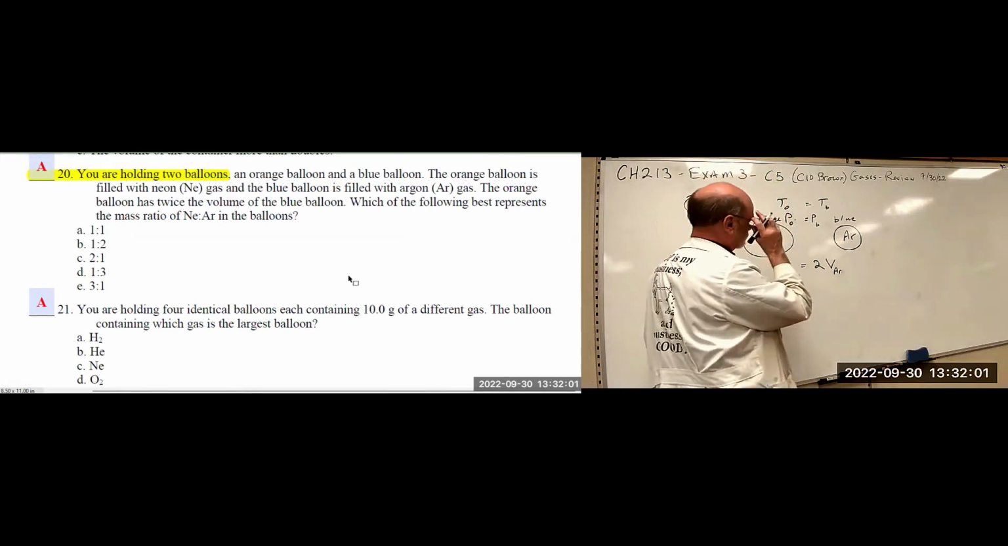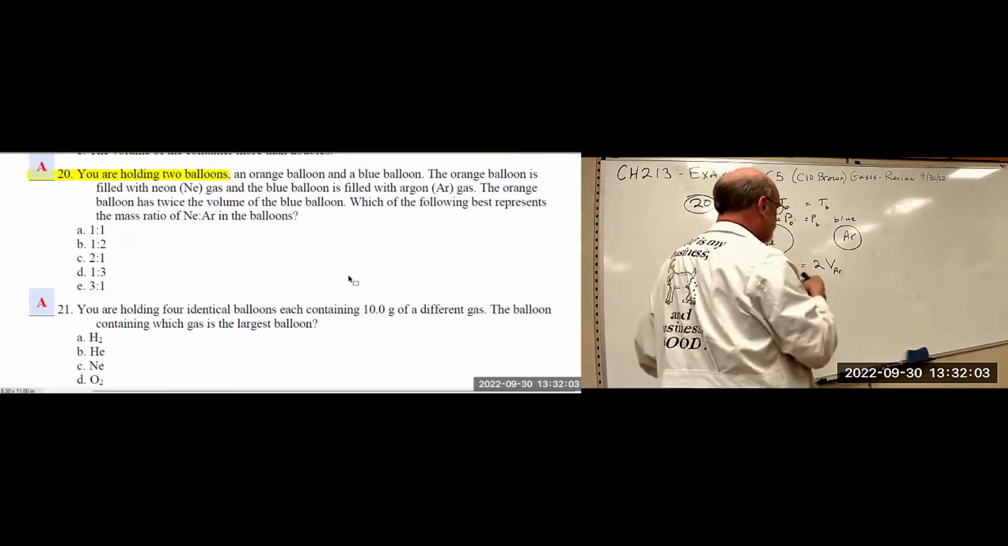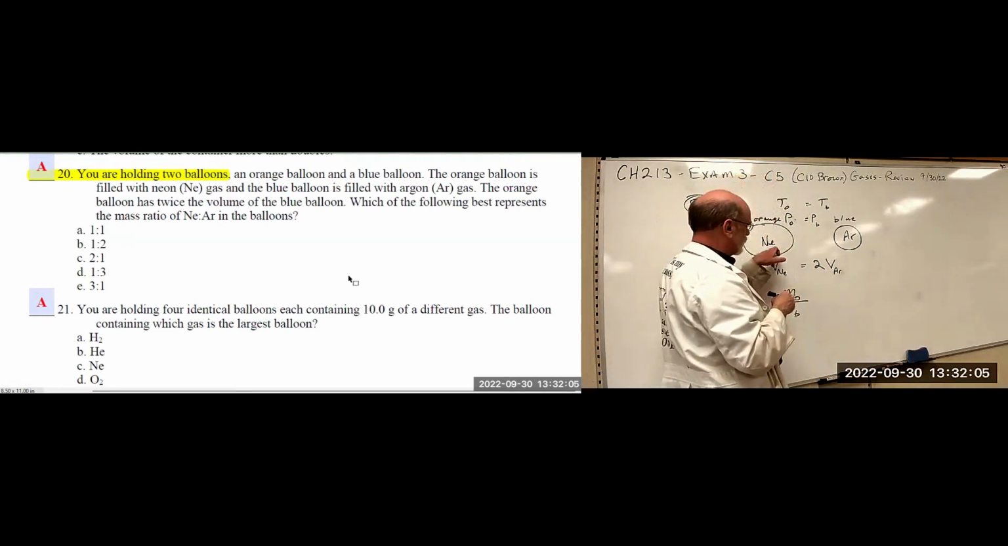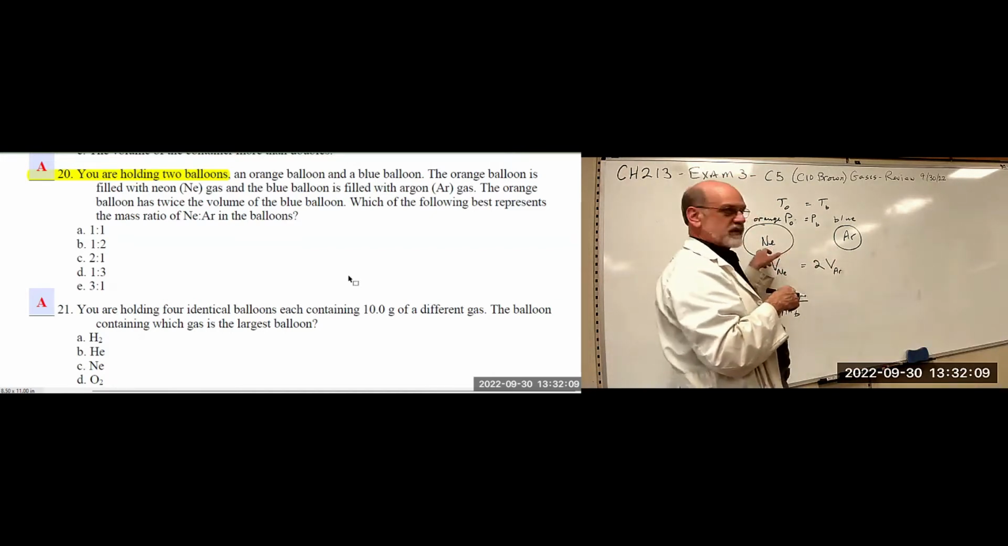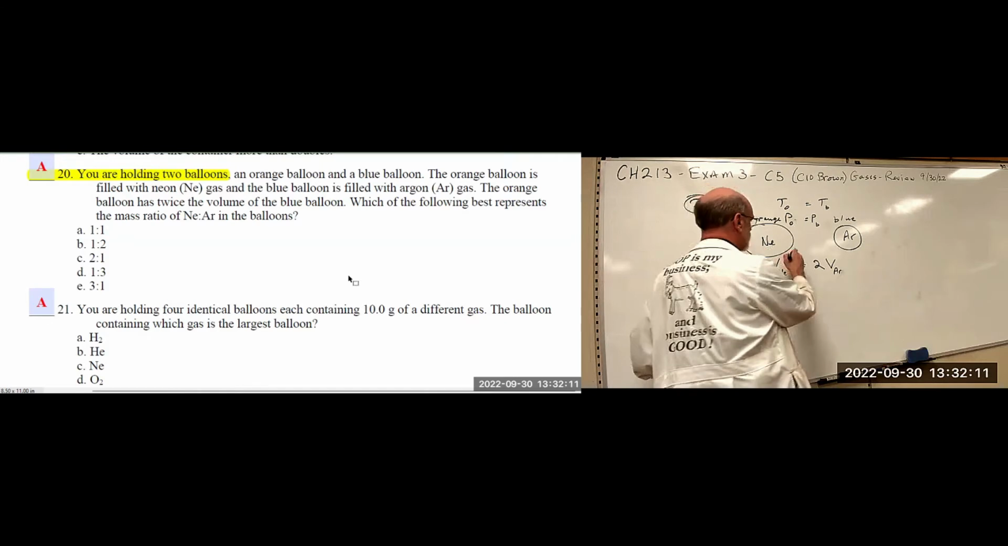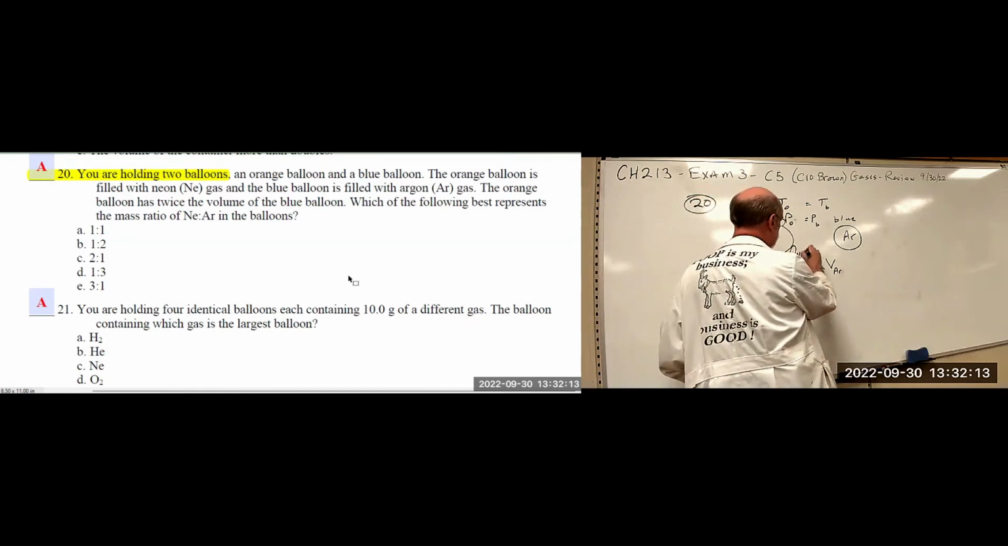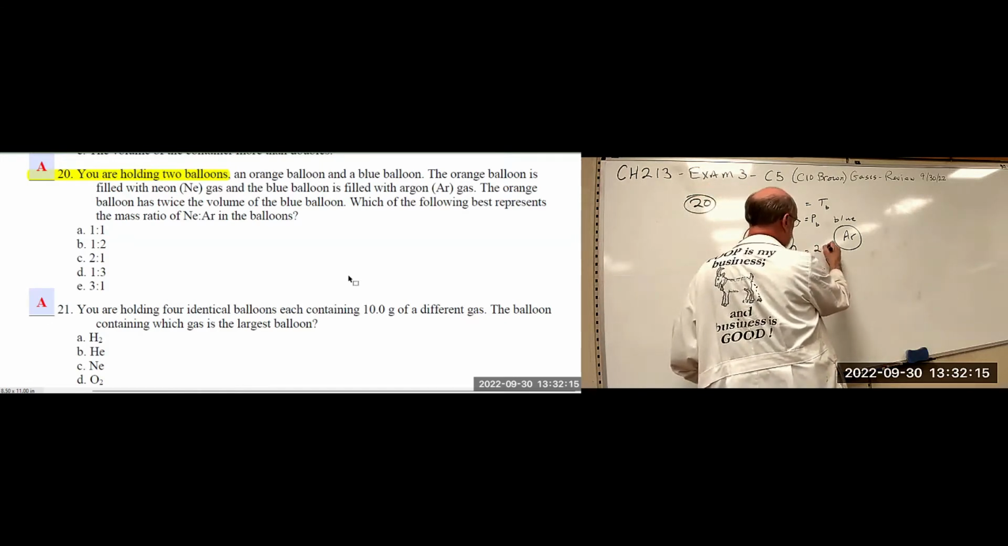All right. So how many particles do you have in this one versus that one? You have twice as many over here, don't you? So the moles of the neon is equal to twice the moles of the argon.